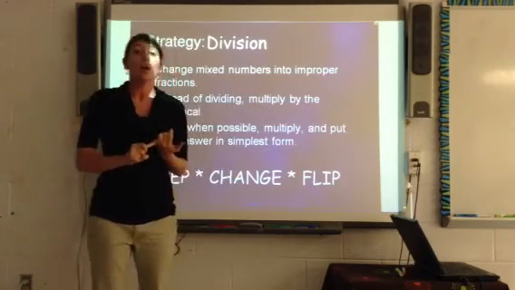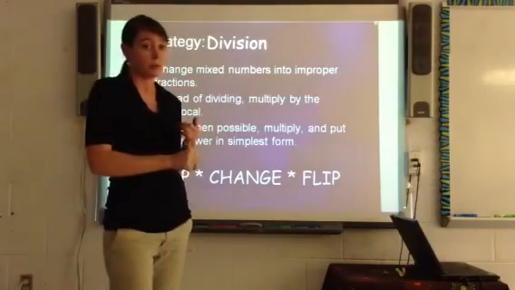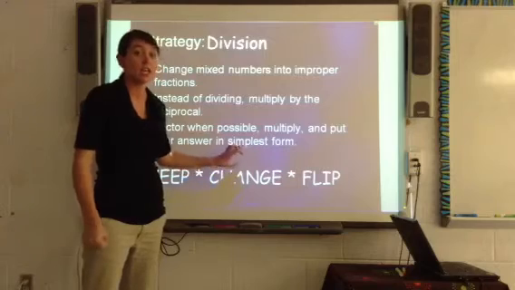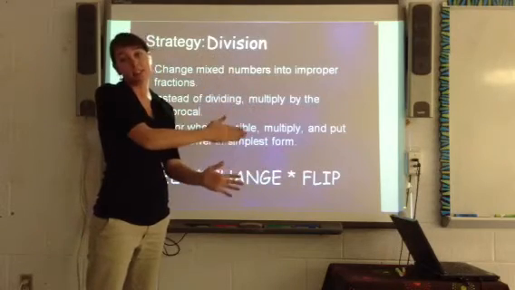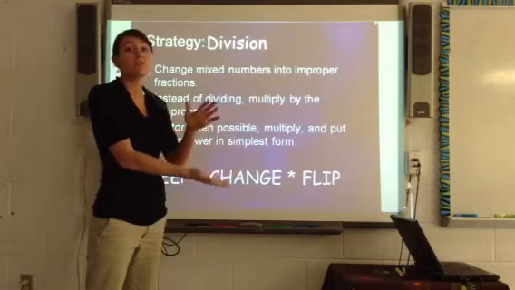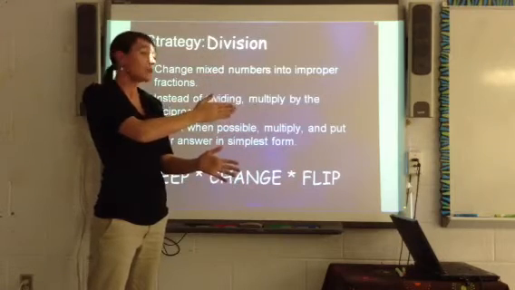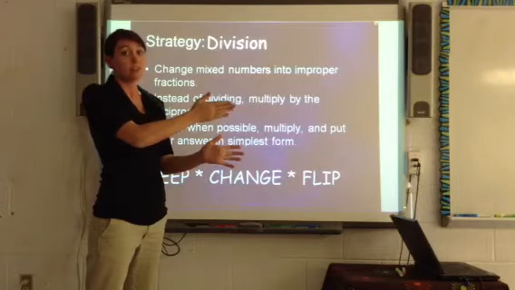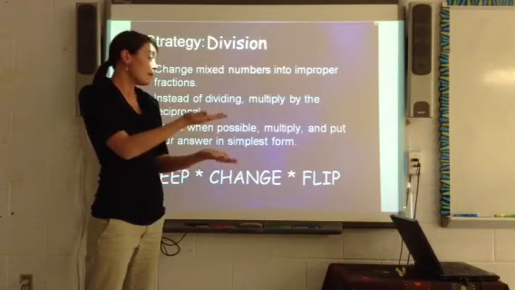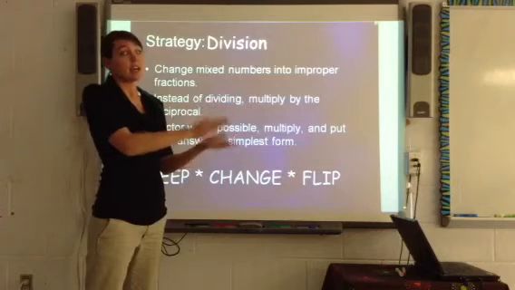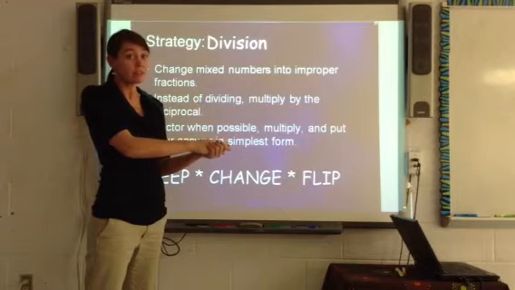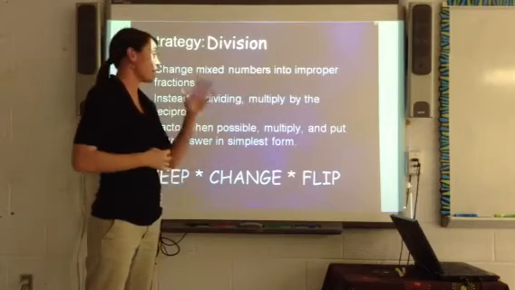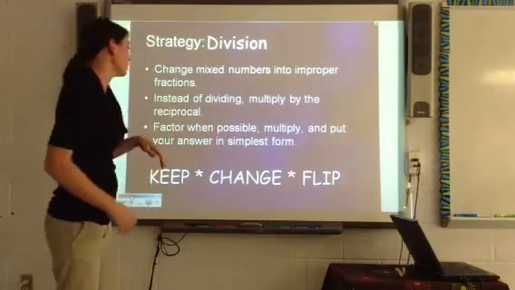Instead of dividing, we're turning it into a multiplication problem. So we're going to keep our first fraction, change our division to multiplication, and take the reciprocal of the second fraction. What that means is we flip the fraction. Multiplying by the reciprocal is the same thing as dividing. For example, when we multiply by, let's say, 1/2, that's the same thing as dividing by 2. So we're just putting it into a multiplication problem and going backwards.